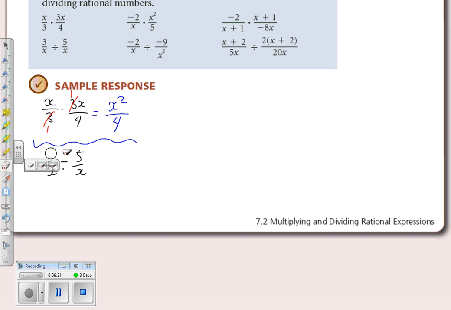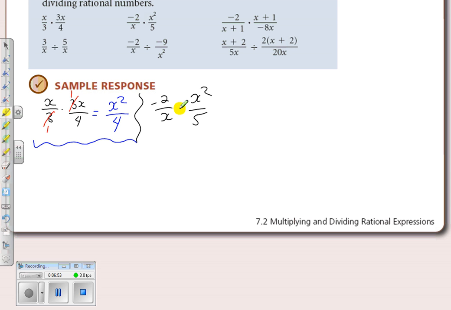Actually, you know what? I'm going to do this one first, just because it's multiplying. Negative 2 over x times x squared over 5. Let's do that one first. Can't reduce within the first, can't reduce within the second, but now I've got multiplying.